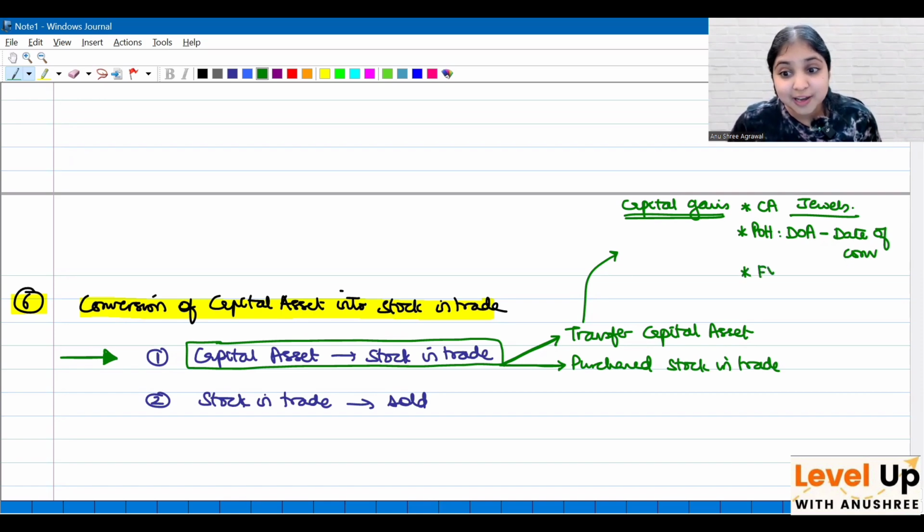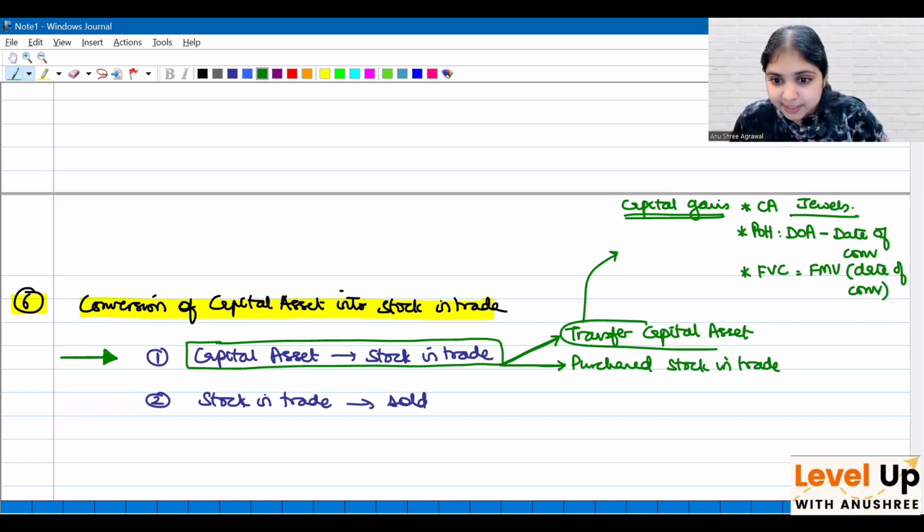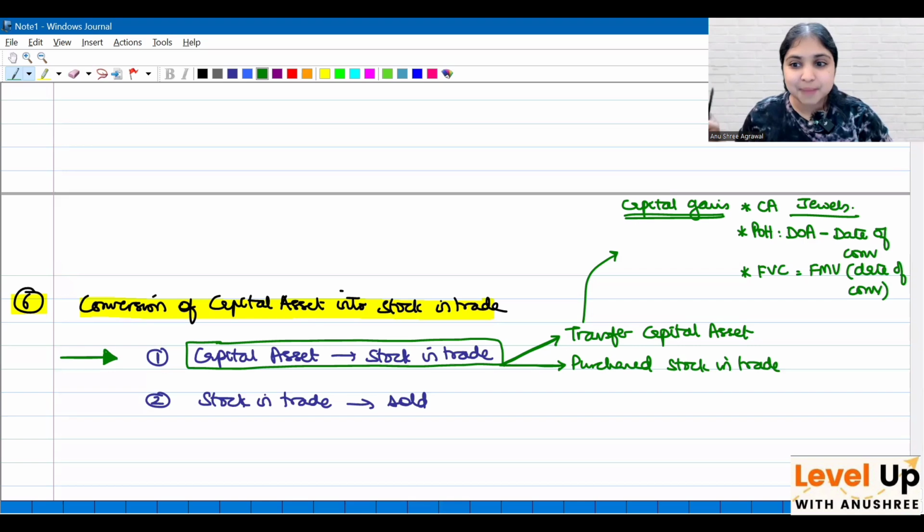Then you will enter the full value consideration. Do I really have a full value consideration? Did I really sell away the capital asset? No. I am imagining, what if I sell away the capital asset on this date? For how much would I have sold away the capital asset? I would have sold it for the FMV number, guys. FMV on which date? On the date of conversion. In reality, I did not sell away the capital asset. But had I sold the capital asset according to my assumption on this date, I would have gone to the market and I would have sold it at the market value. So whatever is the FMV on the date of conversion will become my full value consideration.